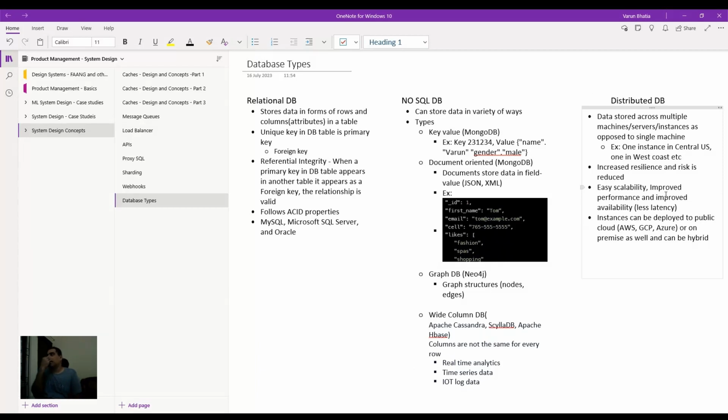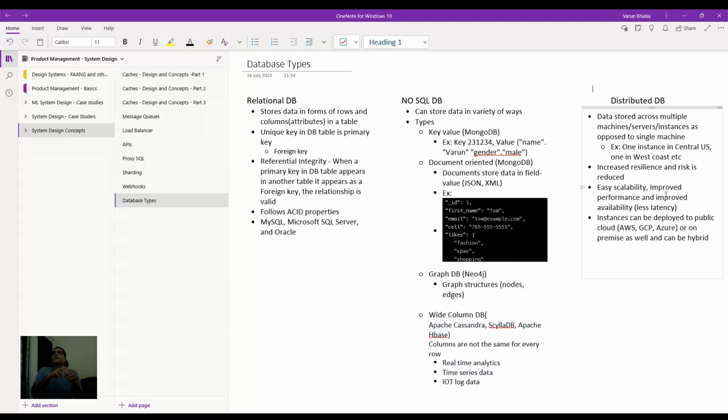For example, you have 5 instances running in a city. One of the instances needs to be scaled. Or in a particular locality you are seeing more orders coming in. Let's say this is an order management system, so you're just going to increase the capacity or the storage of that particular location. You're not going to spend on all 5 locations. So that's the advantage of a distributed database.